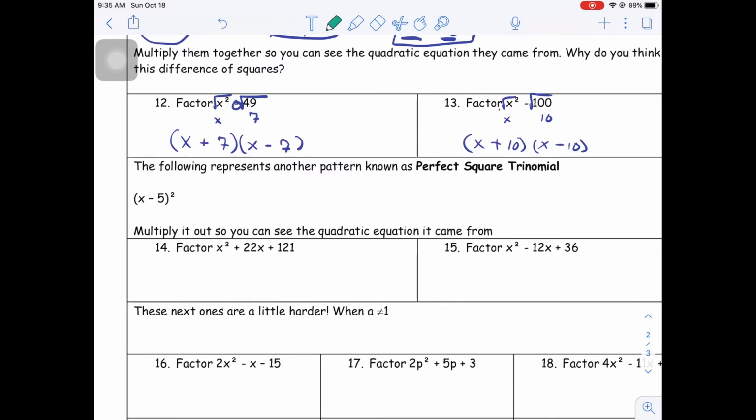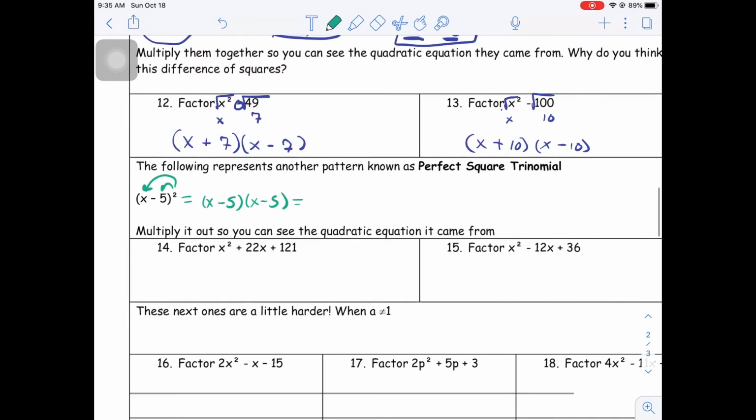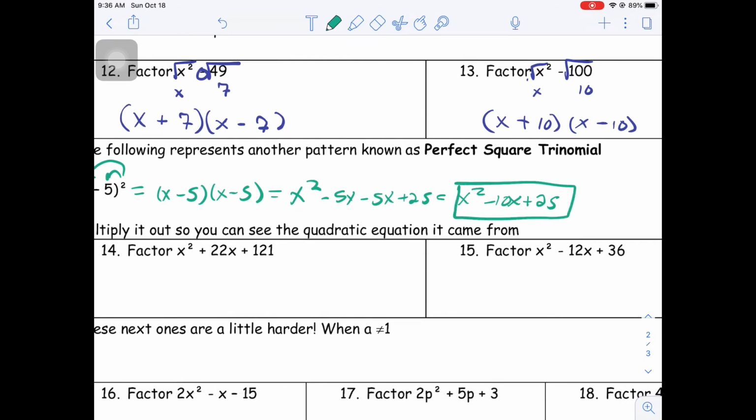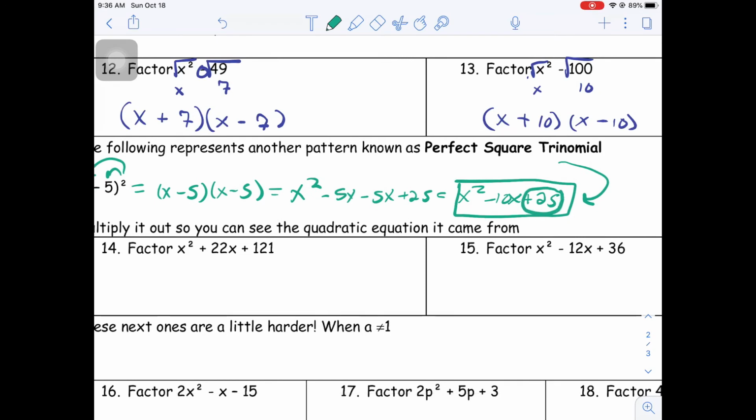Okay, so we're going to FOIL this out. So if we have x minus 5 squared, don't just distribute the squared. Okay, that's a huge mistake people make. Instead, write it out, x minus 5, x minus 5. So now we're going to have x squared minus 5x minus 5x plus 25. That gives us x squared minus 10x plus 25. And this right here is called a perfect square trinomial. These factorings are a little bit easier because, as you can see, this is a perfect square at the end.